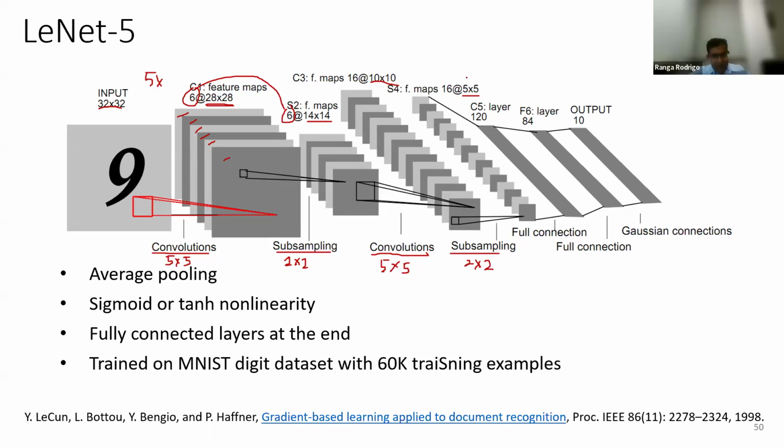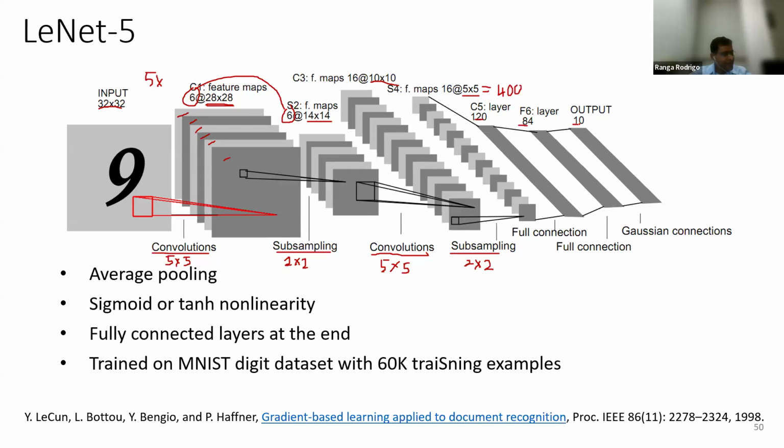All right. So now here we have 16 times 5 by 5. So altogether you can see its size is 5 by 5 is 25, times 16 is 400. 400 nodes will be there. And that 400 is connected to 120. That 120 is connected to 84. That 84 is connected to 10.